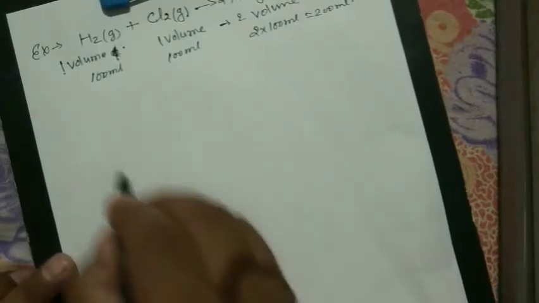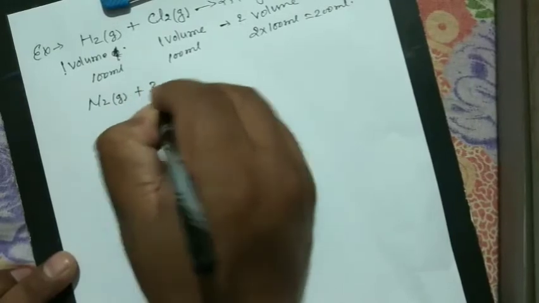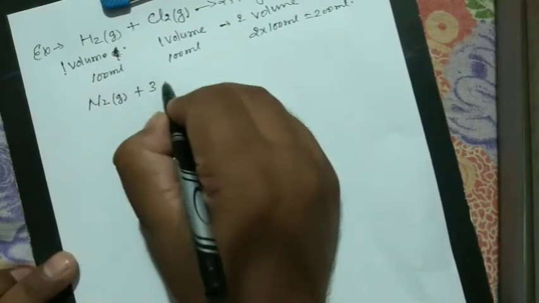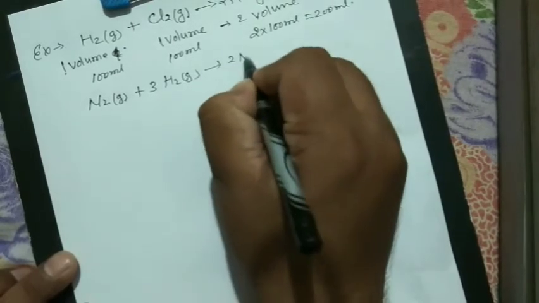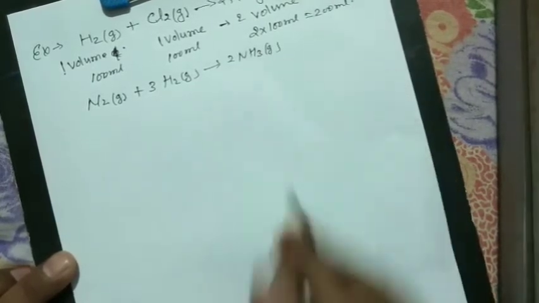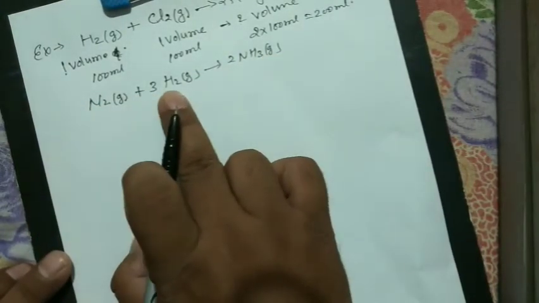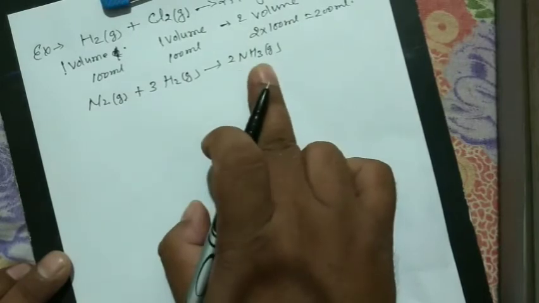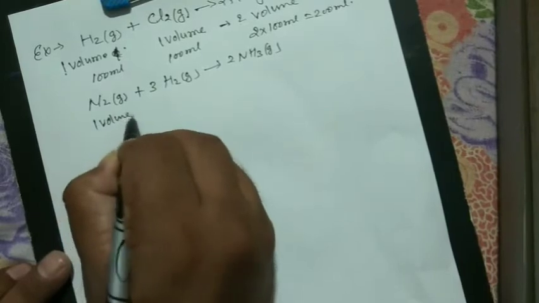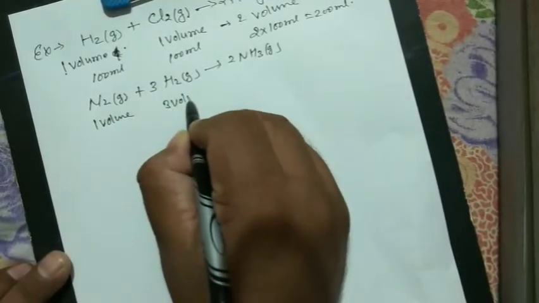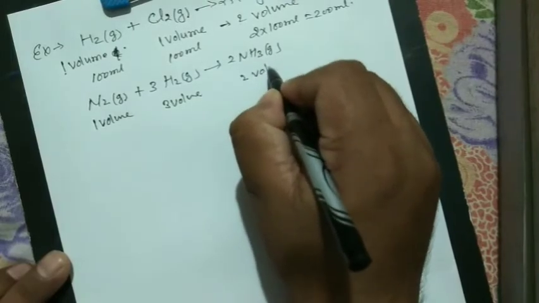Let's take one more example, that is nitrogen plus hydrogen gives ammonia. Here 1 volume of nitrogen combines with 3 volumes of hydrogen to give 2 volumes of ammonia.